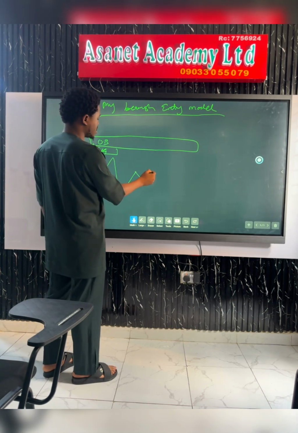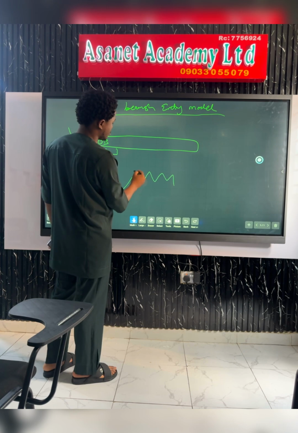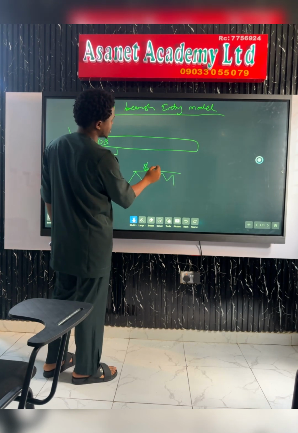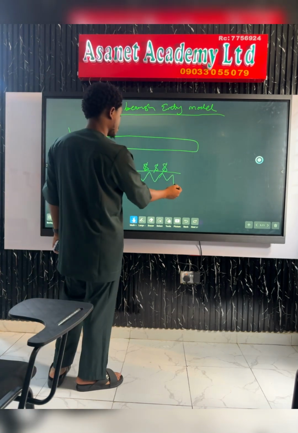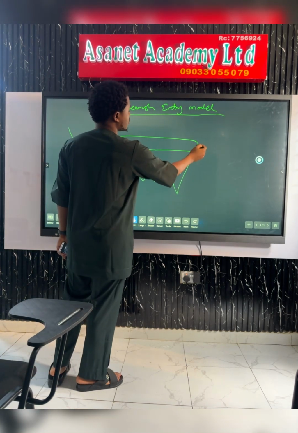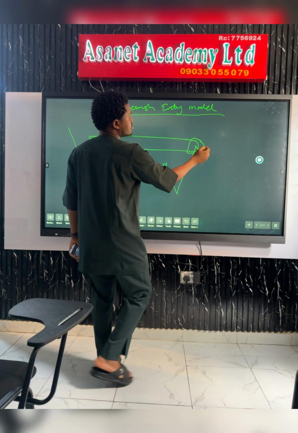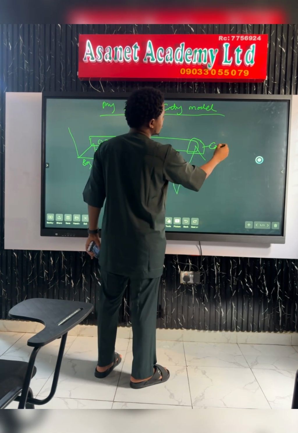So I need to see market create a liquidity for me. You see this, I use dollar sign to mark my liquidity. I need to see market create something like this. Either you pull back or come into my zone. Once you come into this zone, here I should be looking out for my confirmation.